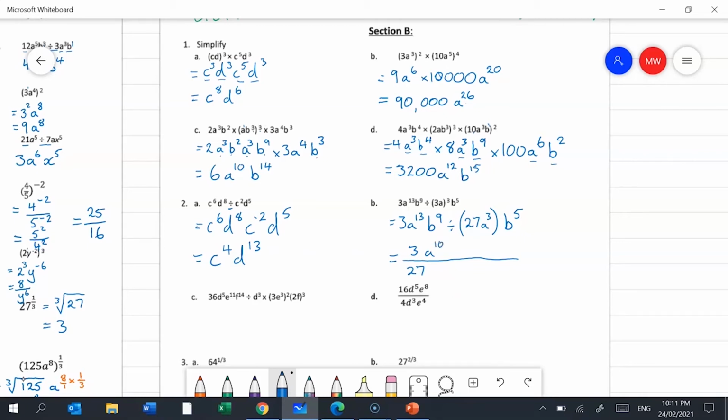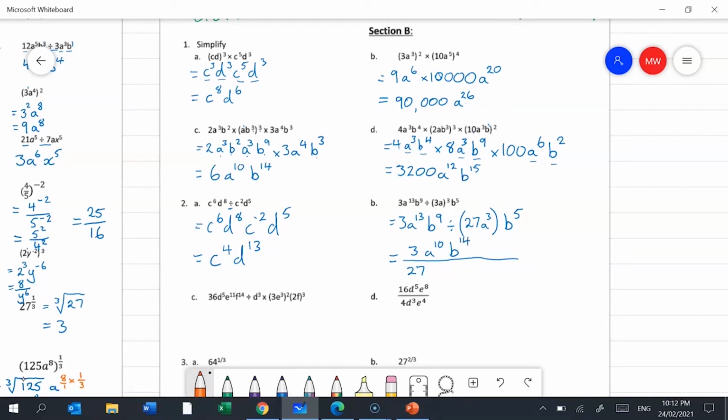So it's 10 because it's 13, and this divided by here, you can see that, okay? That divided by makes this a negative number. That's why we sent the 27 down, okay? So a to the 10, and then the b's get added because they're just multiplied. So 9 plus 5 makes 14. We're not quite done yet.